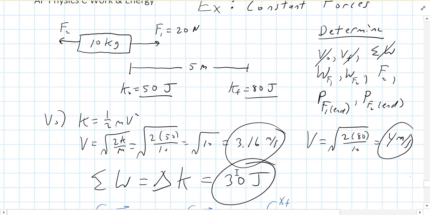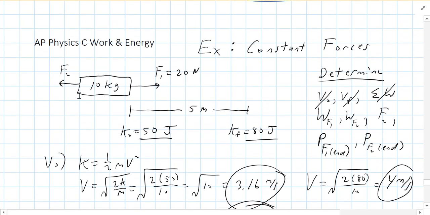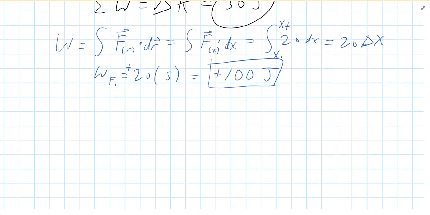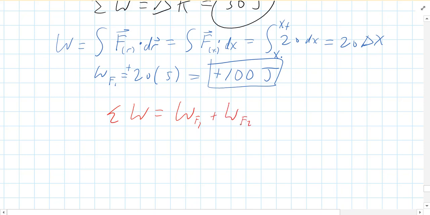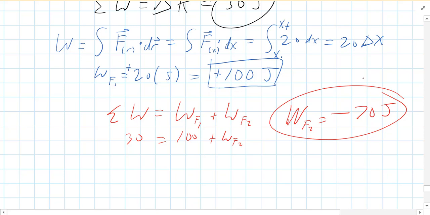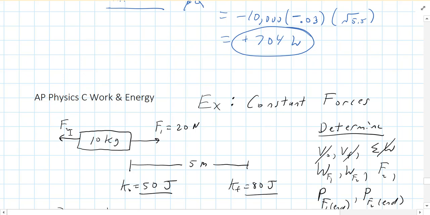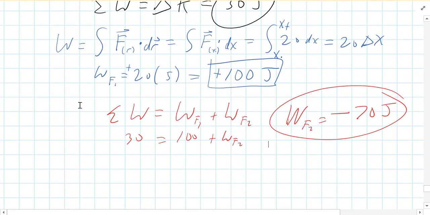Now, what about the work done by F2? How are we going to figure that out if we don't know what F2 is? Well, we do know that the net work is 30. And the net work is simply the work done by force 1 plus the work done by force 2. We know that's 30, and we know this is 100. So the work done by F2 is negative 70 joules. Does that make sense? Why are we getting a negative? Well, it's negative because it's pointing opposite the motion, and the math actually gives us that negative answer, which is great.